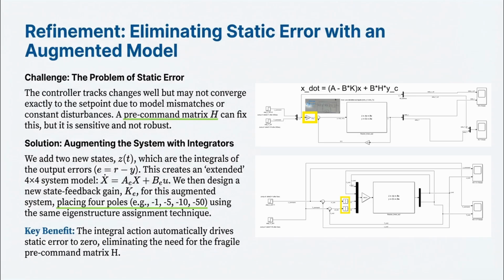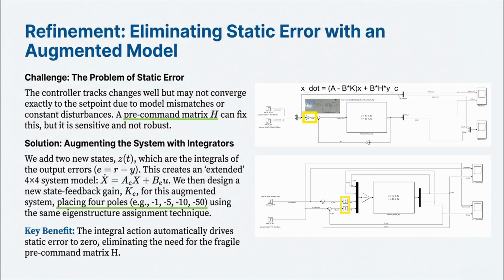To solve this, the pre-command matrix H can be replaced by integrators. The idea behind it is that if we feed back the error that we see and integrate over it, the integrated term will drive the error to 0, and therefore we can leave away the H matrix by just changing the structure of our controller a bit.